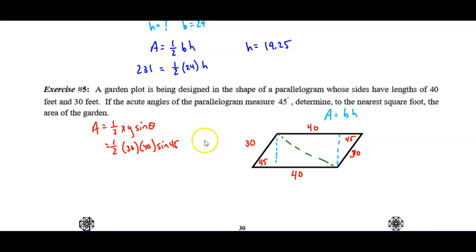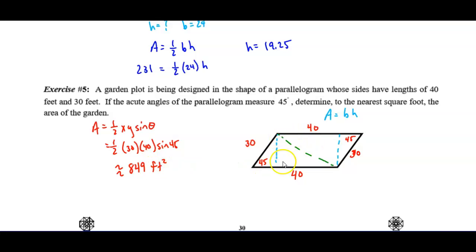And then since I'm doing that twice, I'm just going to ignore the 1/2, because multiplying by 2 would negate that. So 30 times 40 times sine 45. And I'm getting 848, and what's the nearest square foot? So 849, about 849 square feet.